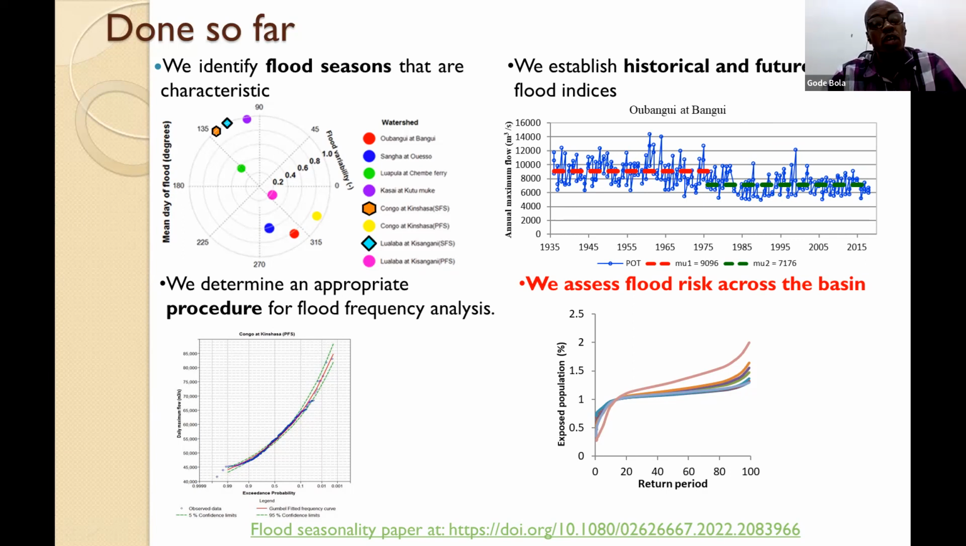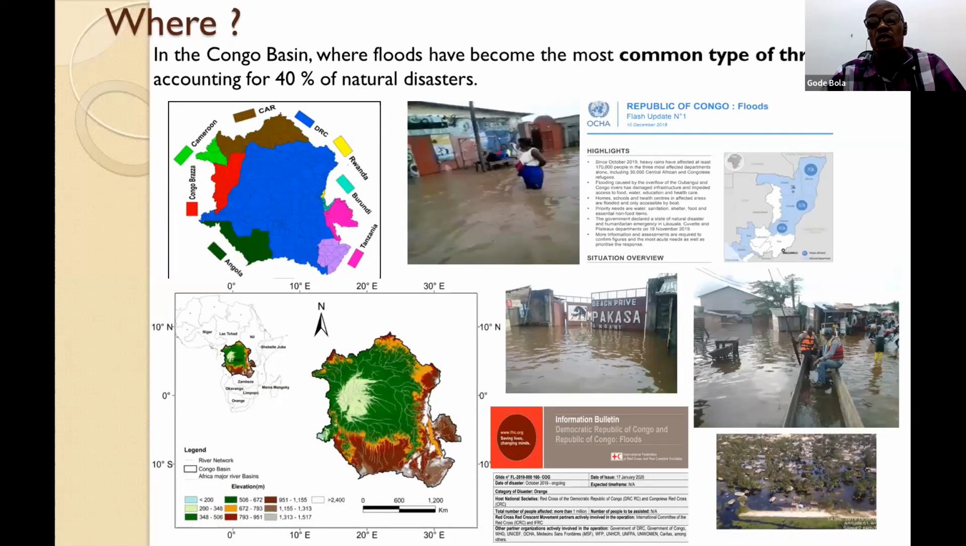Why did we try to work on the Congo Basin regarding flood risk? It has been reported that the Congo Basin is a flood-prone area. As you know from the literature, the Congo Basin is almost a low-lying area. It means that the risk of flood is very common in the Congo Basin, and that represents almost 40% of natural disasters within the Congo Basin. That has been reported many times, and it was and still is a big issue within the Congo Basin.